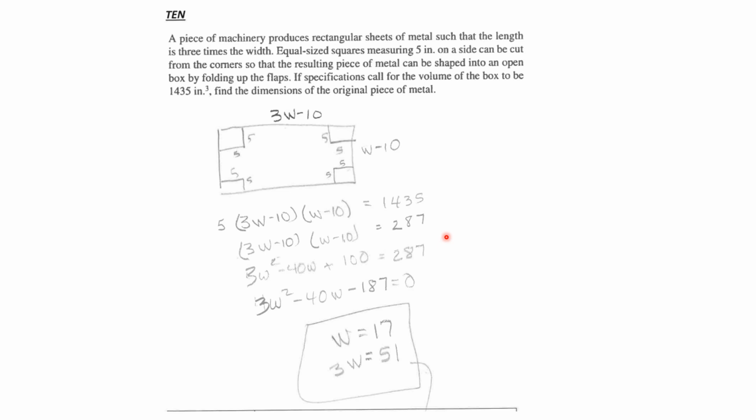So you set this up, divide both sides by 5, and you get a quadratic equation that you solve. You get W equals 17, and 3W is going to be 51.